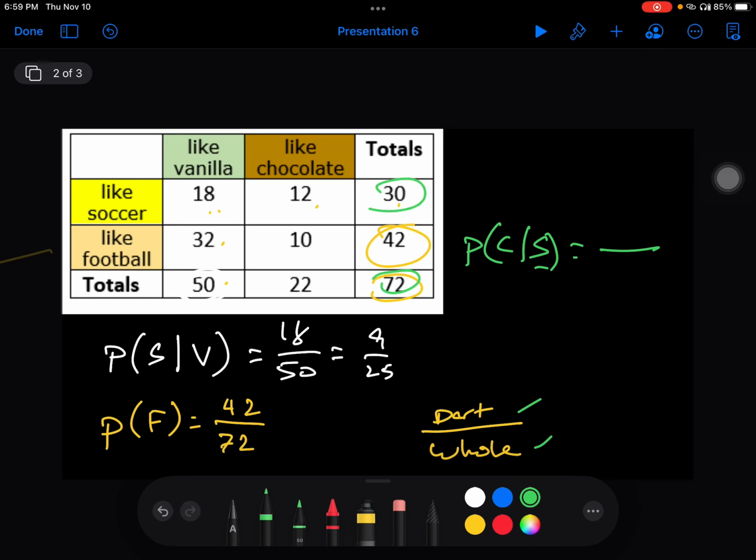So we want to take the whole, which now is 30. So that's our sample space, if you will. That's the total population from which we're going to say how many like chocolate? Well, 12. So of the people who like soccer, that's our condition. Of the people who like soccer, what's the probability that a randomly selected one will also like chocolate? Well, that's going to be 12 of those who like soccer also like chocolate.